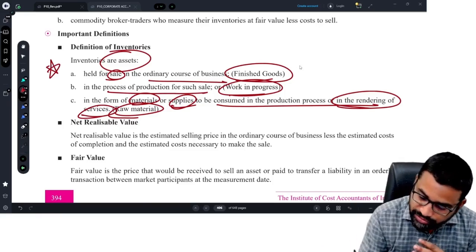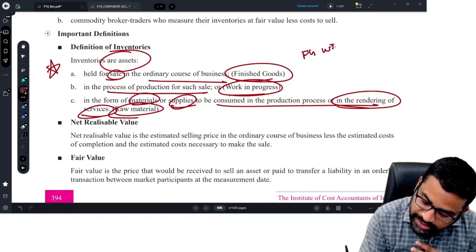So finished goods, work in progress, raw material.